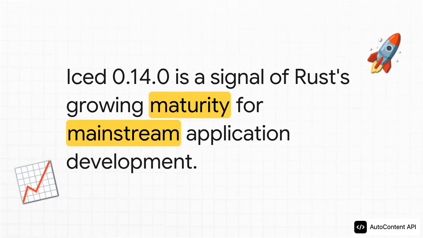Here's the most important takeaway from all of this. Rust 0.14.0 is way more than just an update. It is a powerful statement. It's a signal that Rust is really, truly ready for the mainstream when it comes to building rich, complex, user-facing applications. The tools are getting more powerful, more mature, and more productive than ever.